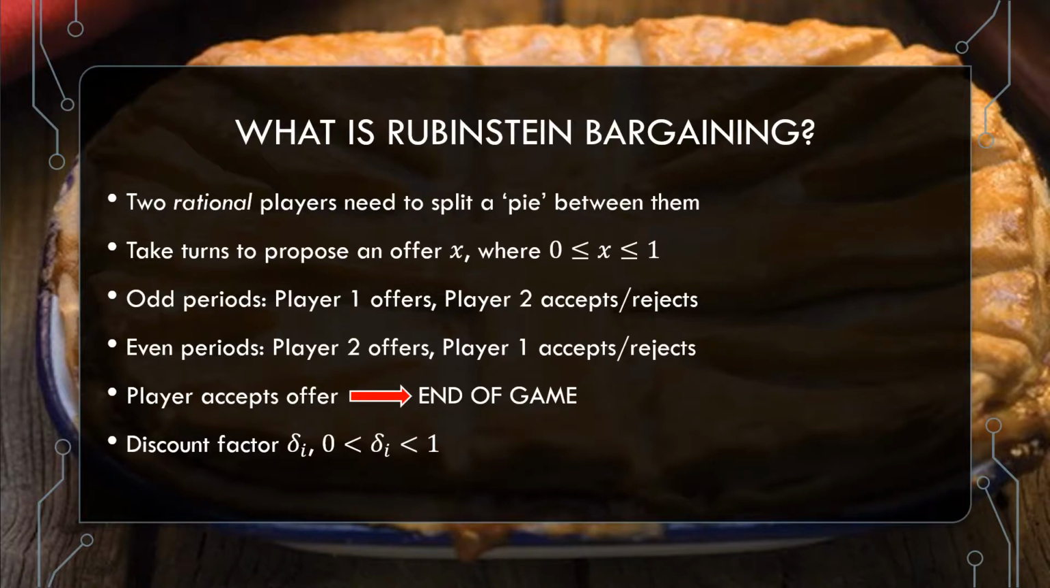The game incorporates a discount factor that represents the cost each player incurs as a result of the time delay. The greater the patience of the player, the closer their discount factor will be to 1. Therefore, if one player is relatively more patient, they gain bargaining power since they are willing to reject offers and wait for a better deal.